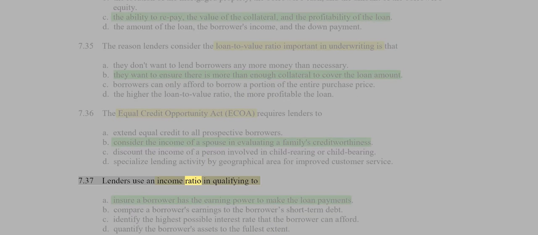7.37 Lenders use an income ratio in qualifying to A. ensure a borrower has the earning power to make the loan payments. B. Compare a borrower's earnings to the borrower's short-term debt. C. Identify the highest possible interest rate that the borrower can afford. D. Quantify the borrower's assets to the fullest extent.